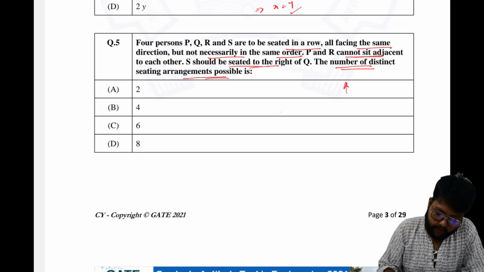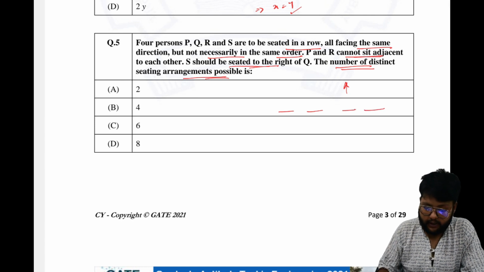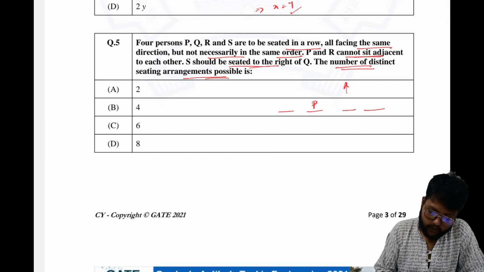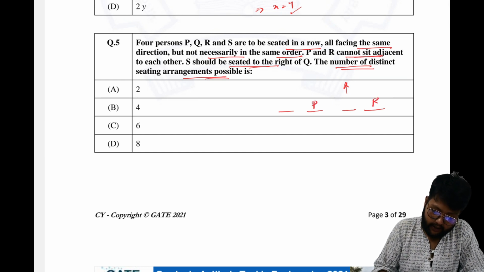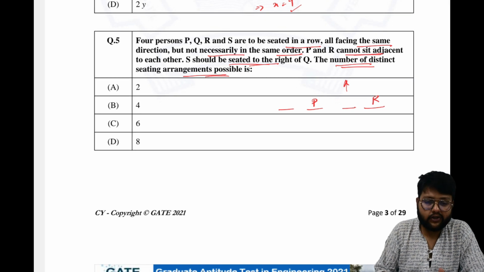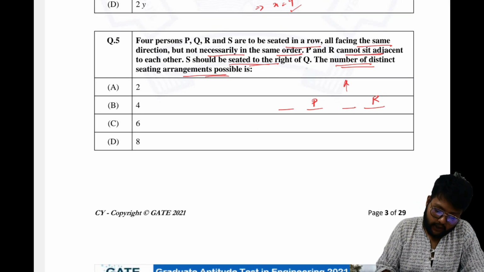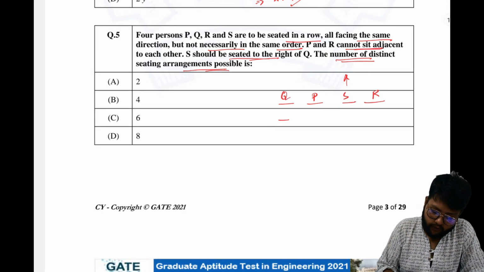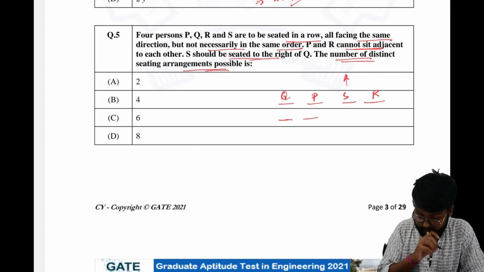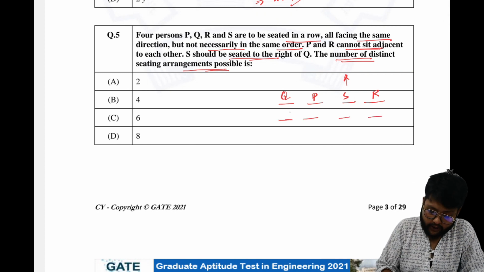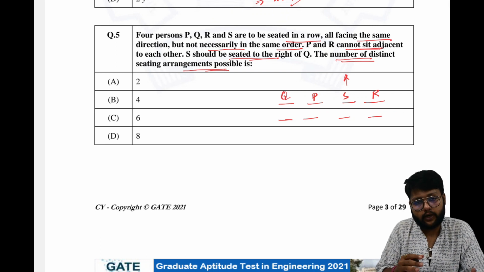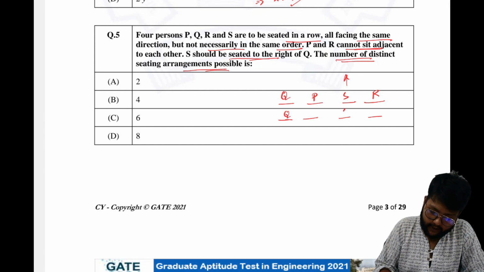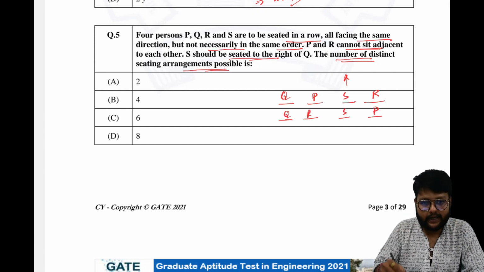So first check, these are the 4 spaces. According to this, if we put P here and R here, because in between P and R cannot sit adjacent, then Q here and S here can be an arrangement. If you alternate the position of P and R, we cannot alternate the position of Q and S, because S is always on the right hand side of Q. So Q and S, R and P. So this is another arrangement.